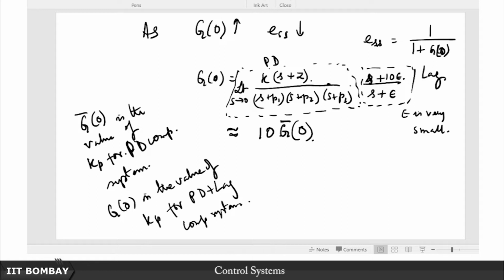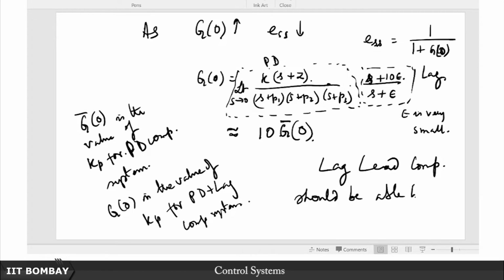So now combining the pieces together, we have seen that a lag compensator approximates a PI controller insofar as decreasing steady state error is concerned, and a lead compensator does a very good job of approximating a PD controller insofar as meeting the transient performance specifications is concerned. Putting these two together, it stands to reason that a lag-lead compensator should be able to approximate the effect of a PID controller, and this is good.